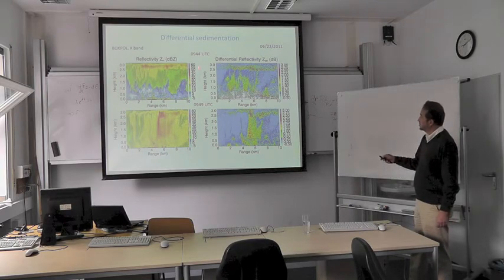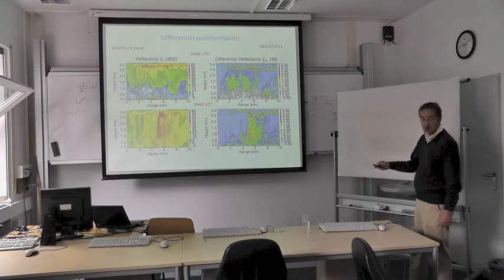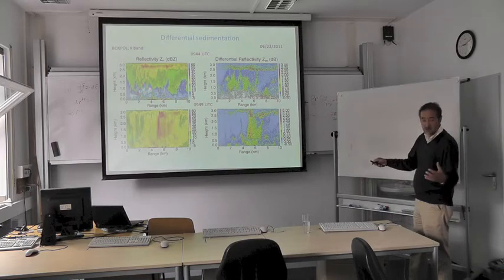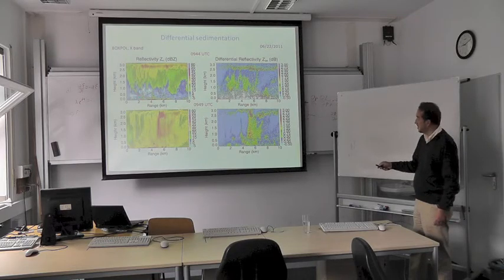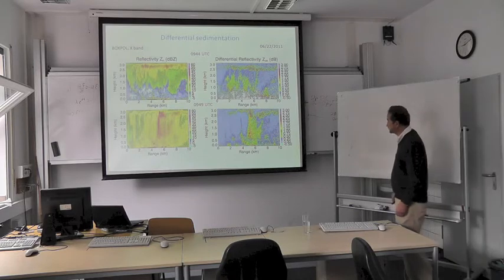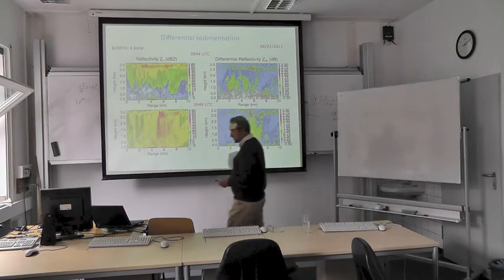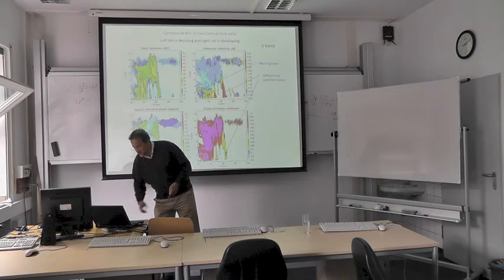And this situation may change quite rapidly, because in just 5 minutes, when the precipitation reaches the ground, first the massive amount of small raindrops reaches the ground, and now we don't see much difference of this sort. So we have a relatively uniform distribution of differential reflectivity through the whole depth of the cloud. That is differential sedimentation. Another example is shown here.